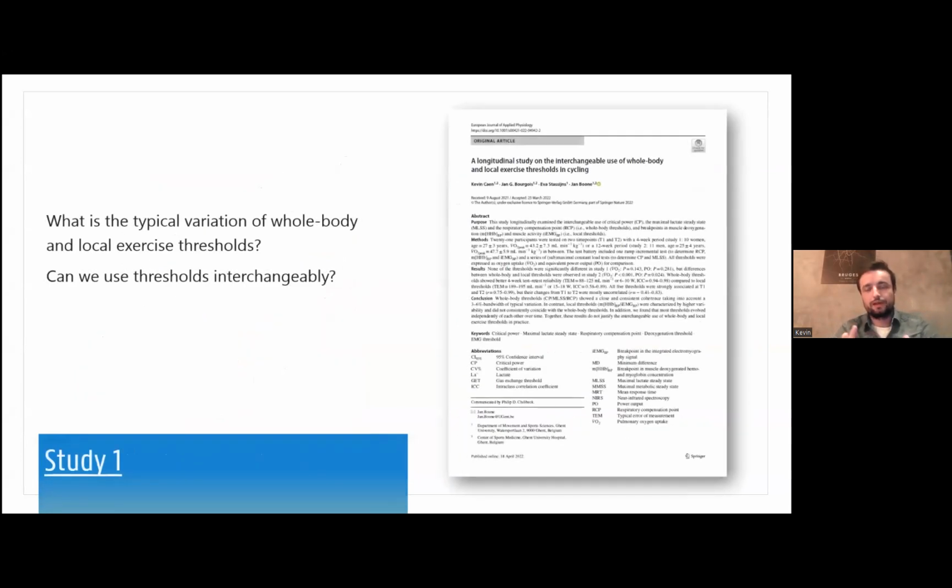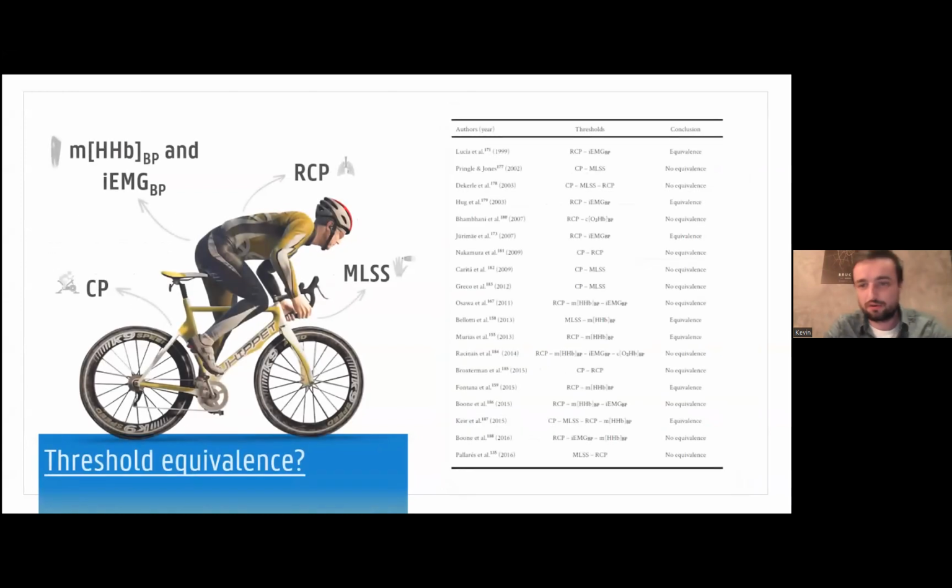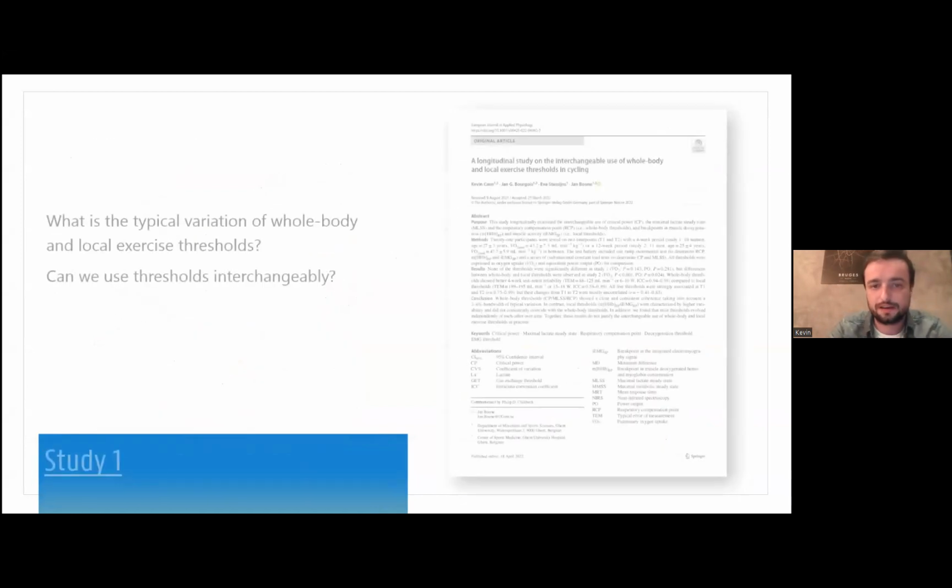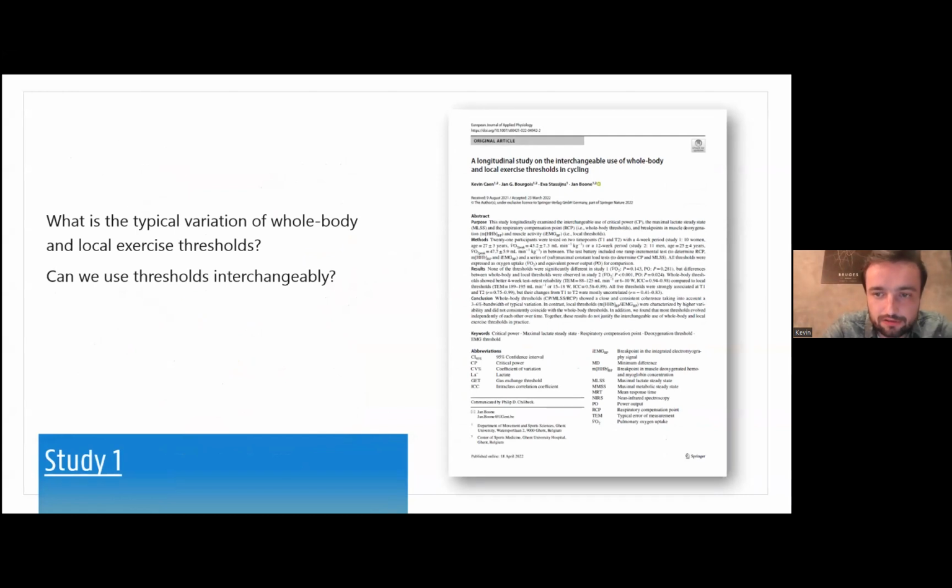Now, what we did is we wanted to perform a longitudinal study, because most of the research in the literature is cross-sectional. Also, as you could see on the table, if I go back, most of the studies focus on few of those thresholds at once. So what we did is we included all those 5 thresholds in our study, and we made a longitudinal study.